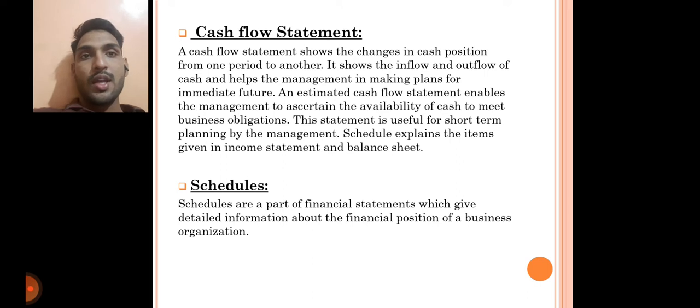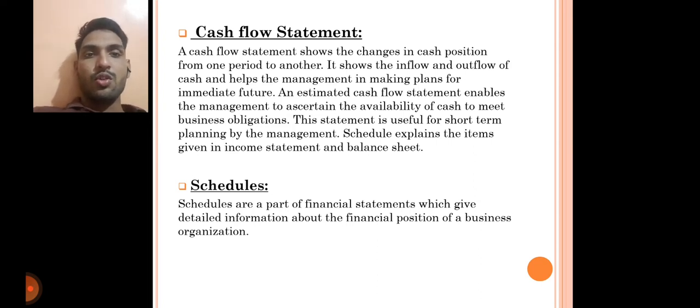The fourth one is the cash flow statement. A cash flow statement shows the changes in cash position from one period to another. It shows the inflow and outflow of cash and helps the management in making plans for the immediate future. An estimated cash flow statement enables the management to ascertain the availability of cash to meet the business obligations.